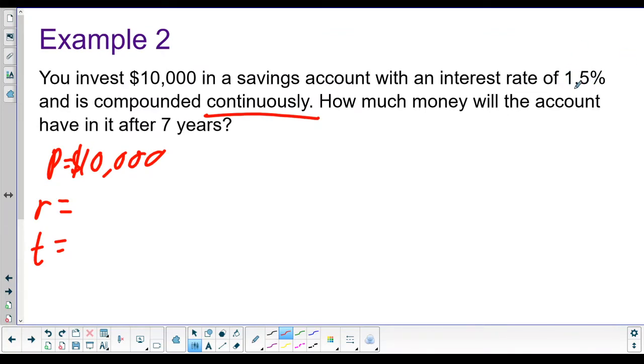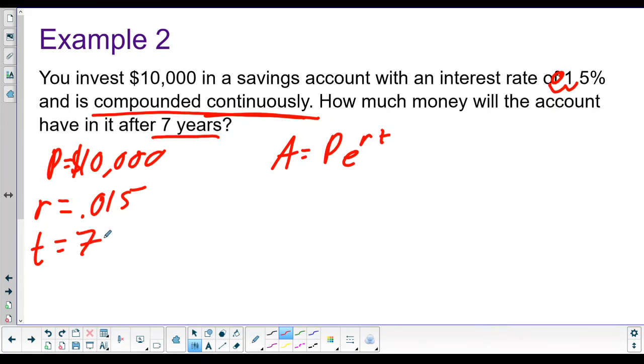All right, our interest rate is 1.5%. So we take our decimal and move it 2 places. So our interest rate is 0.015 and is compounded continuously. This is just telling us which equation to use. So we're going to use A equals P e to the power of RT. And we want to know how much money are we going to have in our account after 7 years.